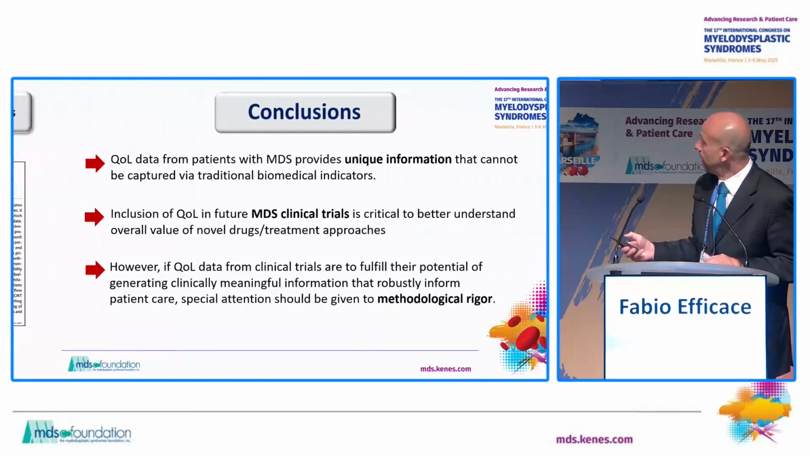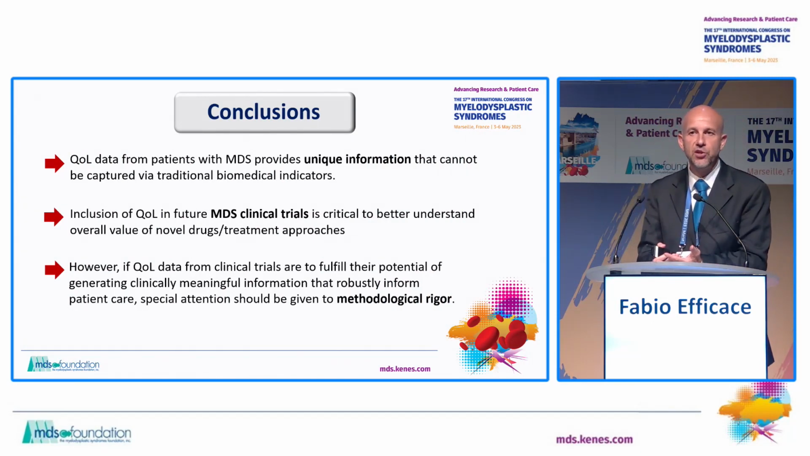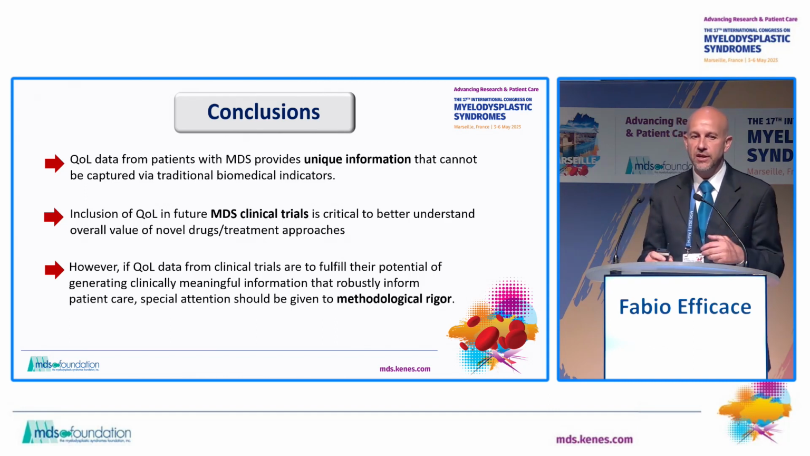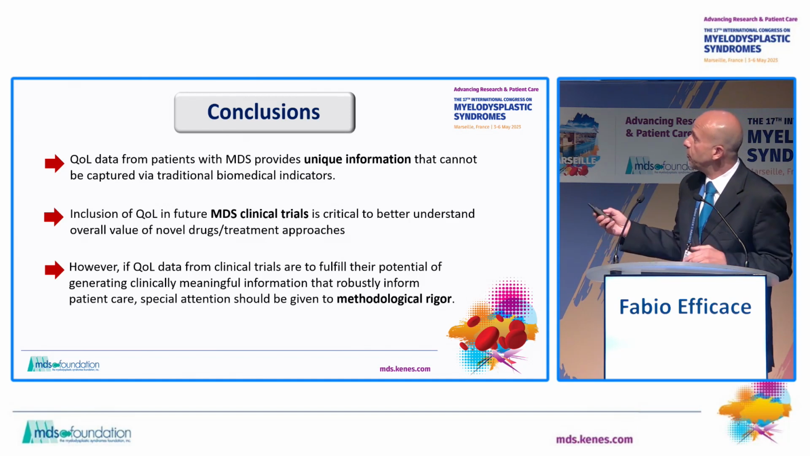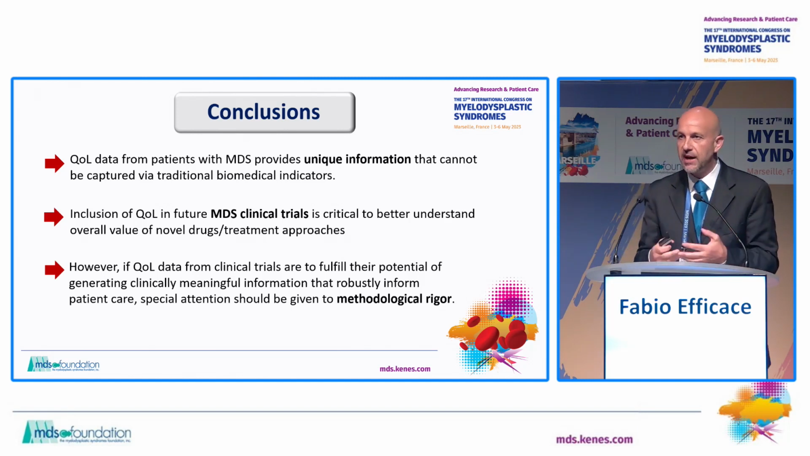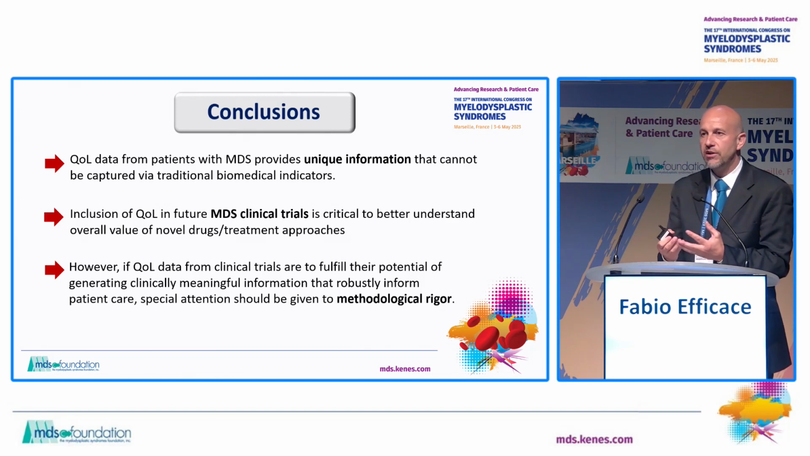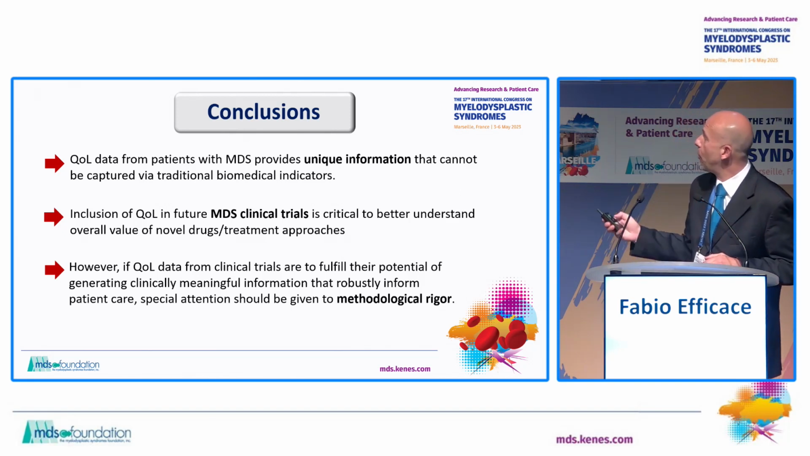So I'm going to jump to the conclusion, just say that quality of life data provide unique information that cannot be picked up by looking at any other type of information. And the inclusion of quality of life data or patient-reported outcomes in general in clinical trials is crucial to better understand overall treatment effectiveness and helping us to make more informed treatment decisions, because it's the only data that can actually reflect the real burden of the therapy from the patient standpoint.